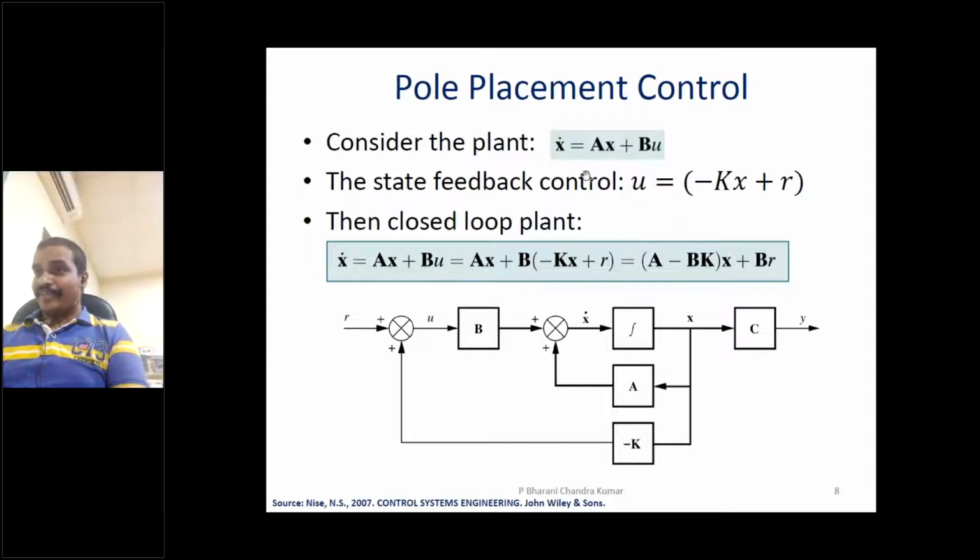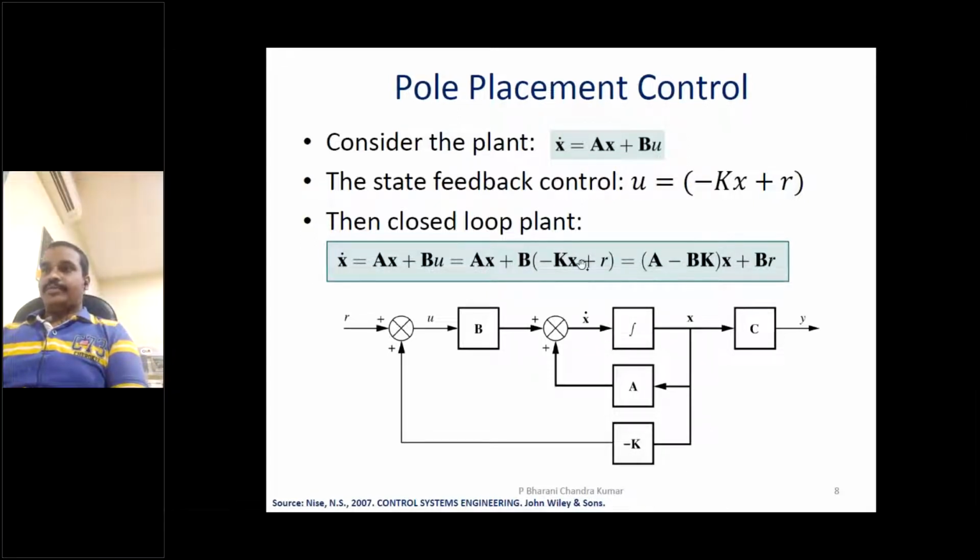Once again, I will repeat: x dot equal to ax plus bu, u equal to minus kx plus r. So why are we calling it state feedback control? Because all the states are getting fed back for the controller design. However, in the PID controller, it is an output feedback. The output is fed back. But here all the states. So all the states should be measurable. That means if the system has two states like the current and speed for the DC motor, you should have two sensors: the ammeter for the current and the tacho for the speed.